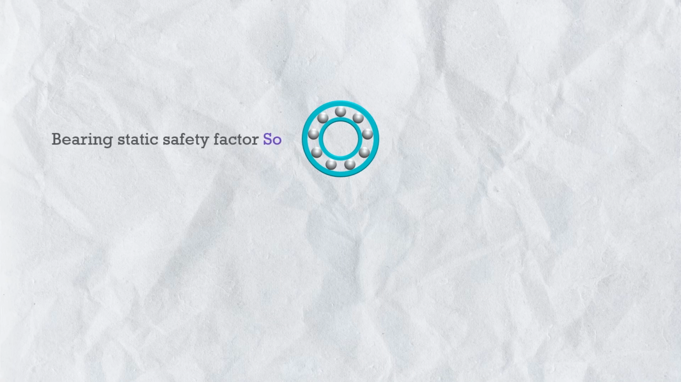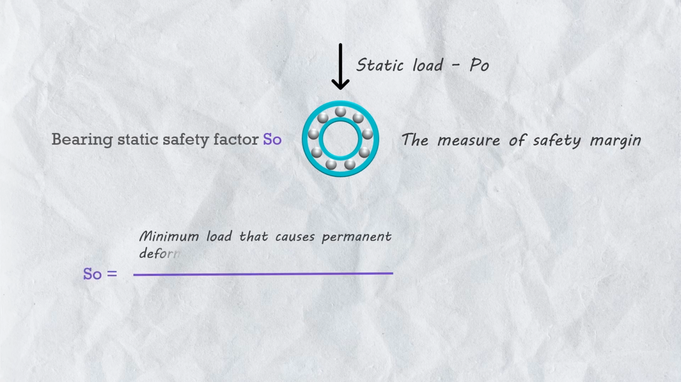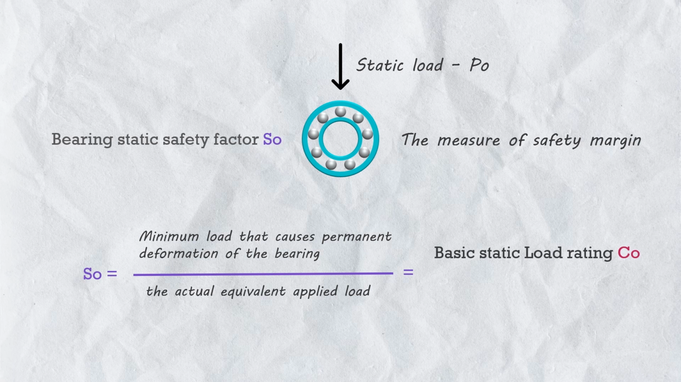We can say the bearing static safety factor is a measure of the safety margin of the bearing under static load. It is defined as the ratio of the minimum load that causes a permanent deformation of the bearing to the actual equivalent applied load, where the minimum load that causes a permanent deformation is the bearing basic static load rating C0 and the applied equivalent load is P0.